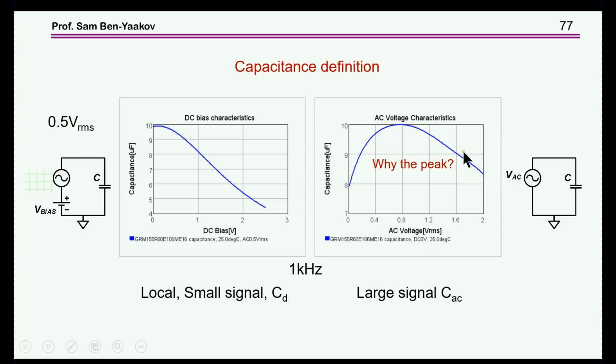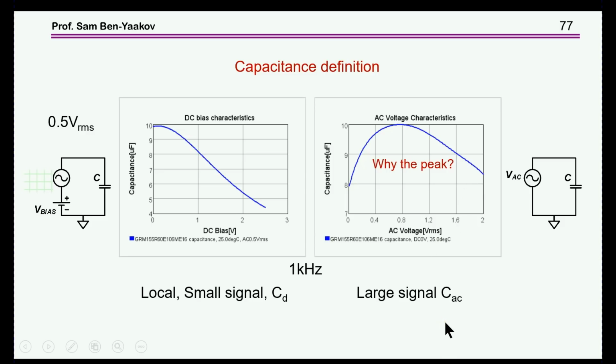Then they give us this curve, also capacitance, here versus AC voltage up to 2 volts. This is a capacitor with a higher voltage rating. The reason they don't go to a higher voltage is because, I guess, losses become very high. And this is a large signal, no bias. And here you get something entirely different, okay? It goes up, and then it goes down.